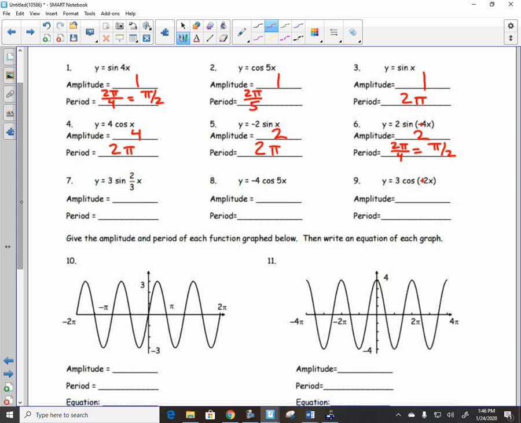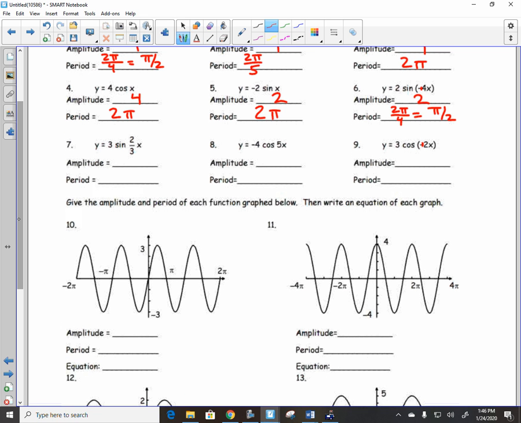Let's try one that's a little bit more challenging. What's the amplitude for number 7? It is 3. I need to find the period. I take 2 pi and I divide it by what? 2/3. How do I do 2 pi divided by 2/3? I multiply by the reciprocal, multiply by 3/2. So what's 2 pi times 3? 6 pi divided by 2, 3 pi.